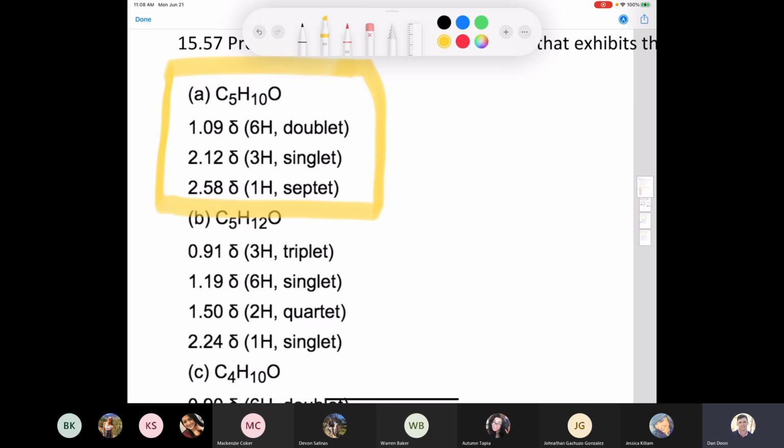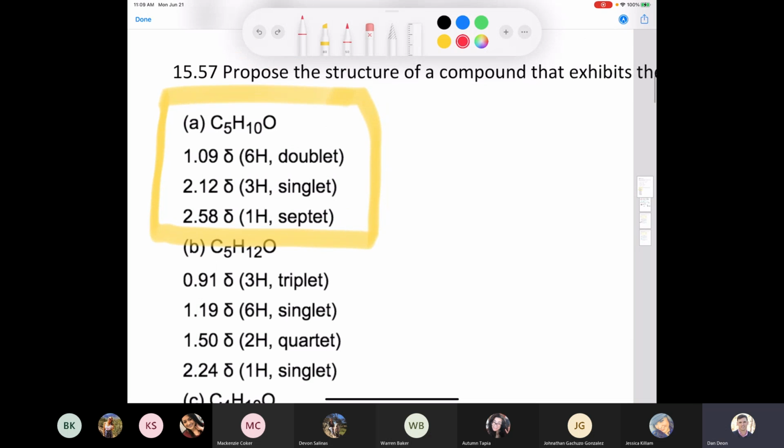We've got a doublet at 1.09 that integrates for 6 protons. We've got a singlet at 2.12 parts per million. So these are the chemical shifts here. So this is 1.09. This means parts per million. And then we've got a septet at 2.58 that integrates for 1 proton. We've got C5H10O. So that means that we've got an HDI of 1. So we have HDI is equal to 1.